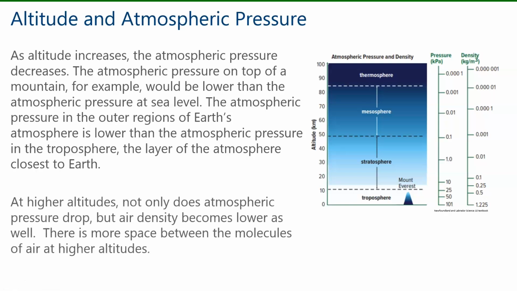At higher altitudes, not only does atmospheric pressure drop, but air density becomes lower as well. There's more space between the molecules of air at higher altitudes. Again, if we look at the diagram, at an altitude of 0 kilometers, the density is 1.225 kilograms per meter cubed. Compare that to when the altitude is approaching 100 kilometers, the density is 0.000001 kilograms per meter cubed.